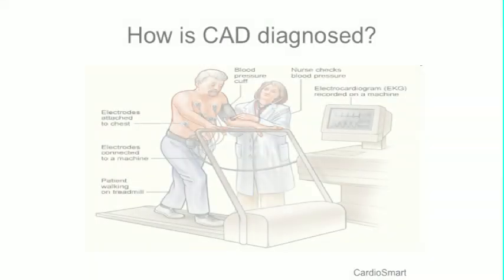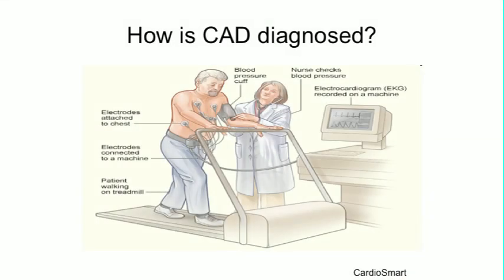Now, the next step is, as he was mentioning, stress test. Traditionally it is done on a treadmill, and you get EKGs hooked up, you get a blood pressure cuff hooked up, and then you walk on a treadmill. Now, not everyone is able to walk on a treadmill. I'll talk about different types of stress tests, but traditionally, you have them walk, and you get an EKG. What does that tell us?